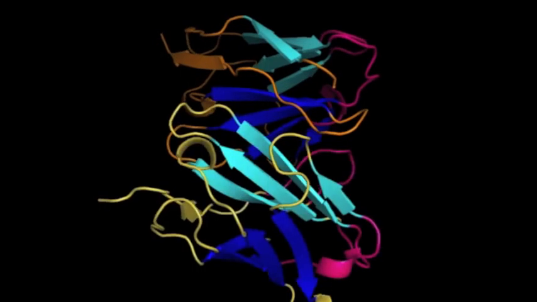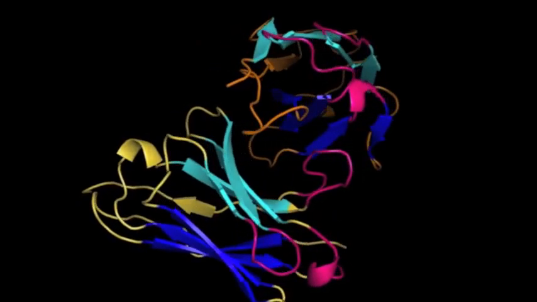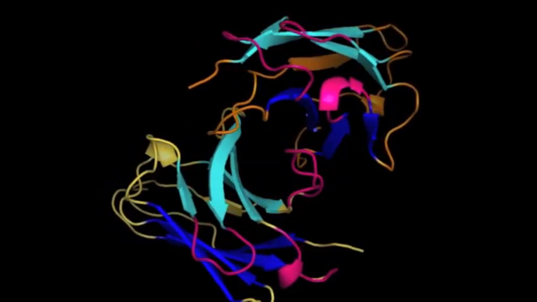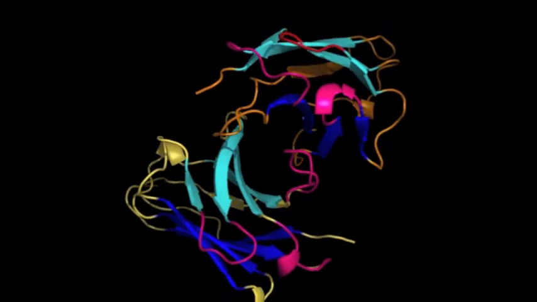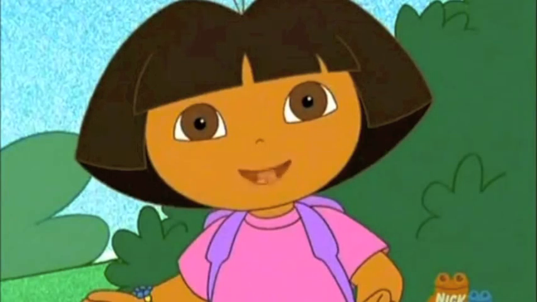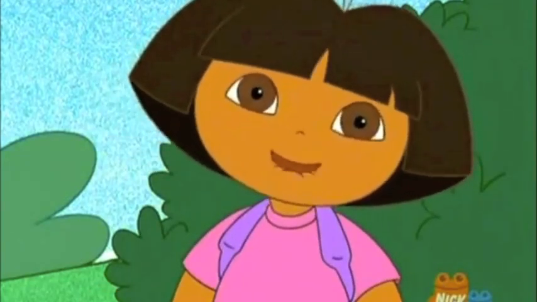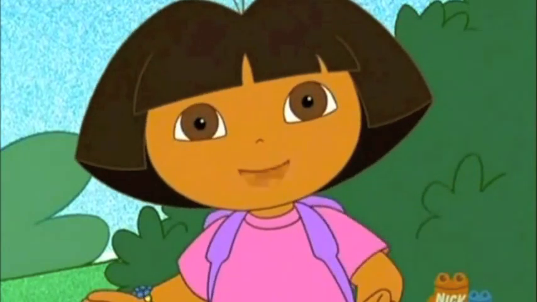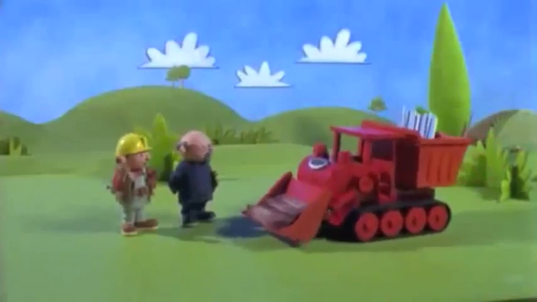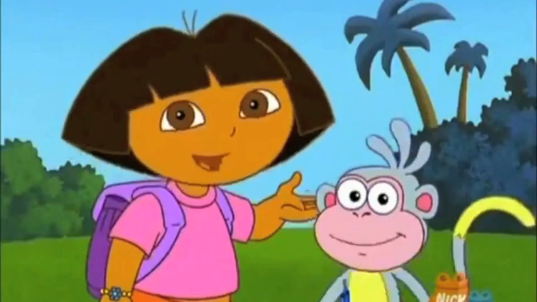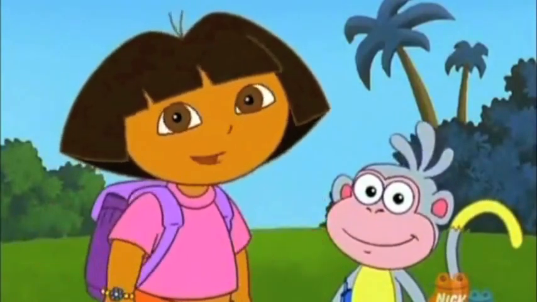CDRs are found on both heavy and light chain. Count with me how many there are. 1, 2, 3, 4, 5, 6. 6 CDRs. The light and heavy chain are folded so that all the CDRs are brought together, and this forms the antigen binding site. The binding sites! That's right, the binding site.